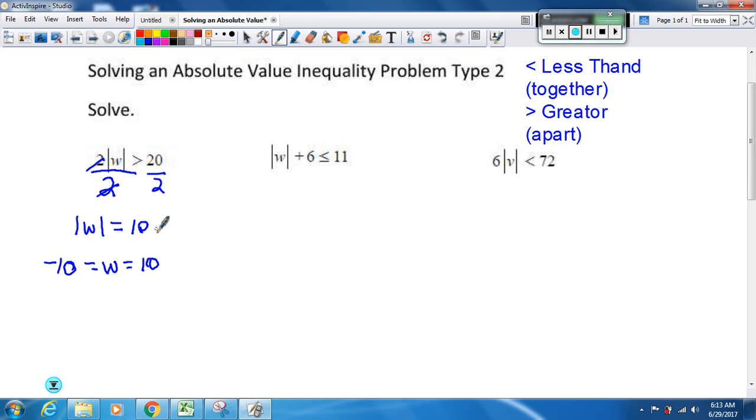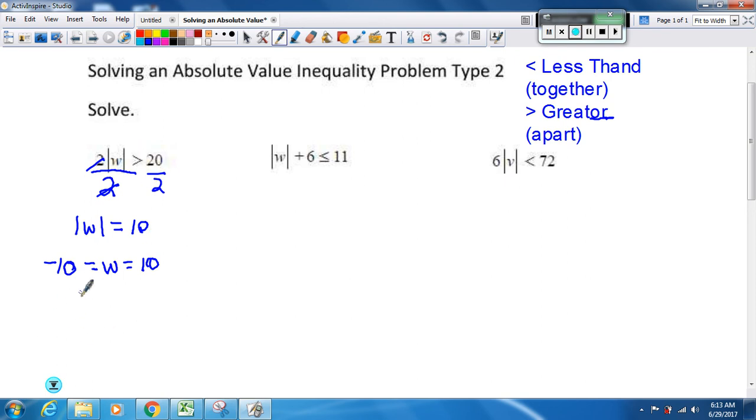Now you have to decide how you're going to write your answer. Greater, and I know this is not how you spell these things, but it helps me remember them. Less than or less than is together. That means your variable is going to be in the middle between them. Greater means they're apart, and you're actually going to use the word or in your answer. So this is a greater situation.